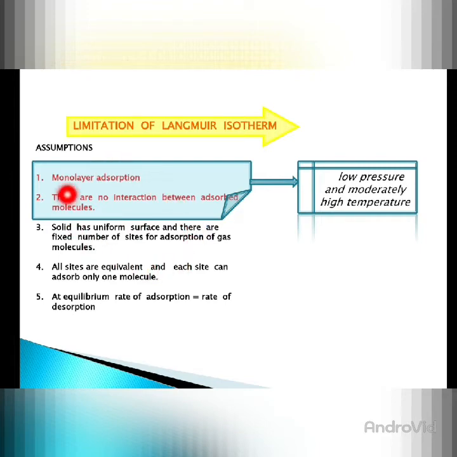Hence, in other words, Langmuir isotherm is applicable when the pressure is low and the temperature is moderately high. But at high pressure and low temperature Langmuir isotherm is not applicable. In that case there is another isotherm, that is the BET isotherm.